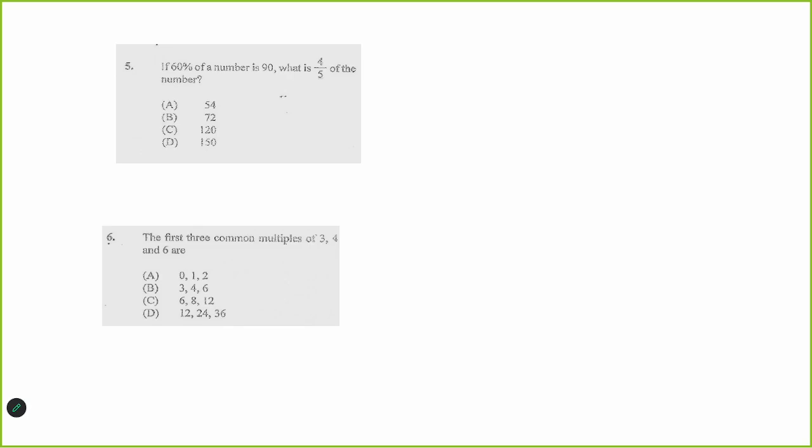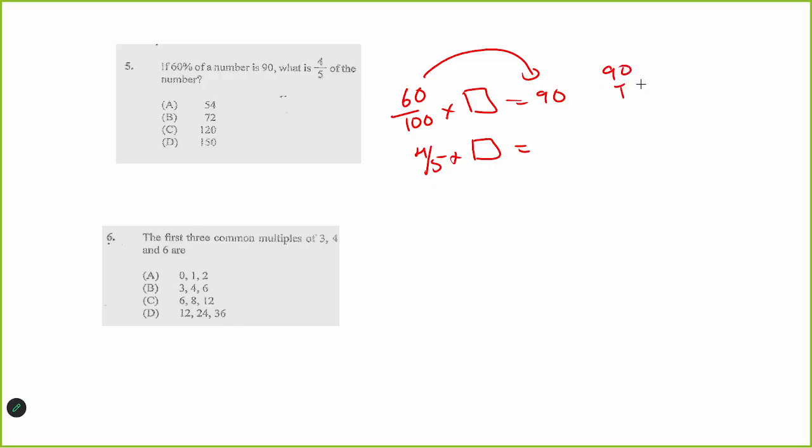This one, 60% of a number, so 60 over 100 multiplied by some number is 90. What is 4/5 of that number? So you want to know what's 4 over 5 multiplied by this number here. If you carry this across, that would be 90 over 1 divided by 60 over 100. So that's 90 over 1 multiplied by 100 over 60.